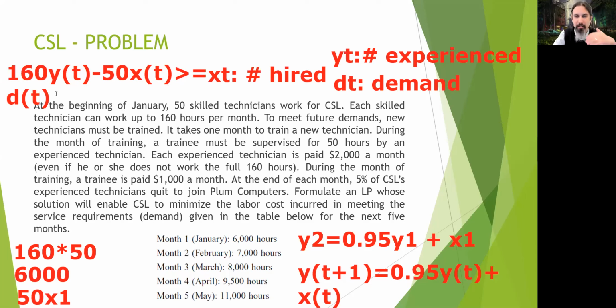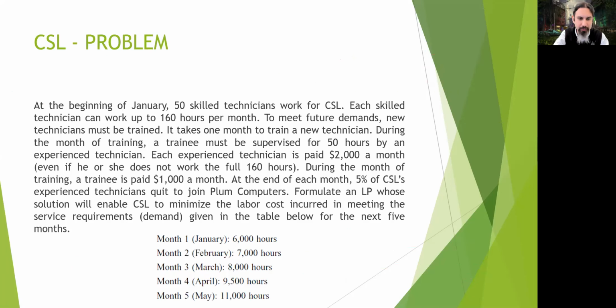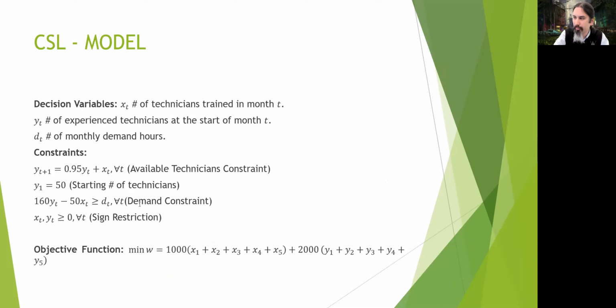It's not very clear here, but let's just go to the next page and you will see what I'm talking about over here. The demand constraint. Now, think about it. This is the available technicians because for each period, I'm going to have to train someone from beforehand and I'm going to lose 5% of whatever I had the period before, and it's going to be my current number of technicians for T plus 1. And I'm starting with 50 technicians, it's written here. And this is my demand constraint.